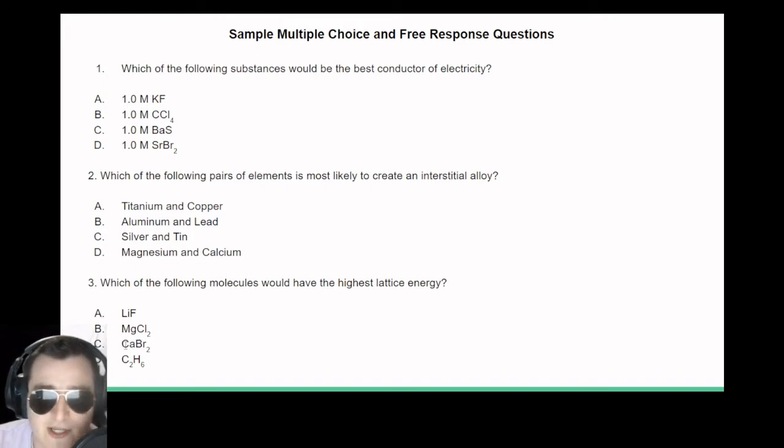Because actually, in answer choice C, calcium is larger than magnesium, and bromine is larger than chlorine. So these atoms aren't going to be able to get as snugly together as MgCl2 is. The answer is B.